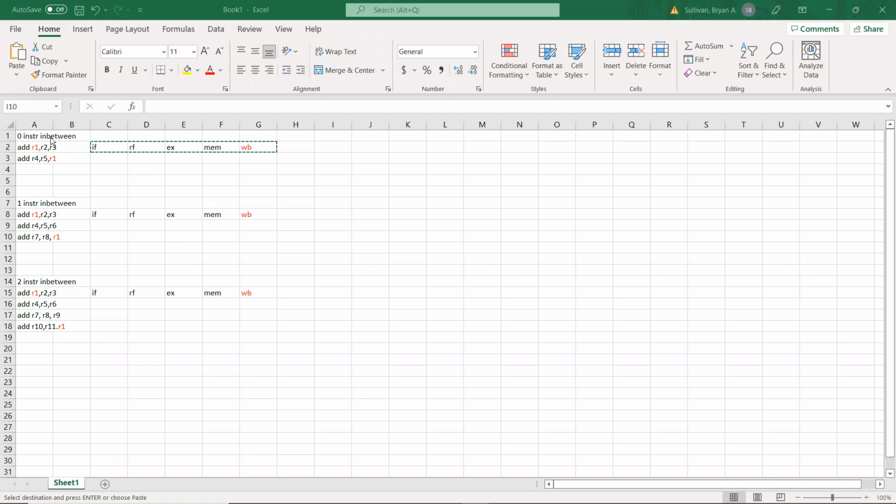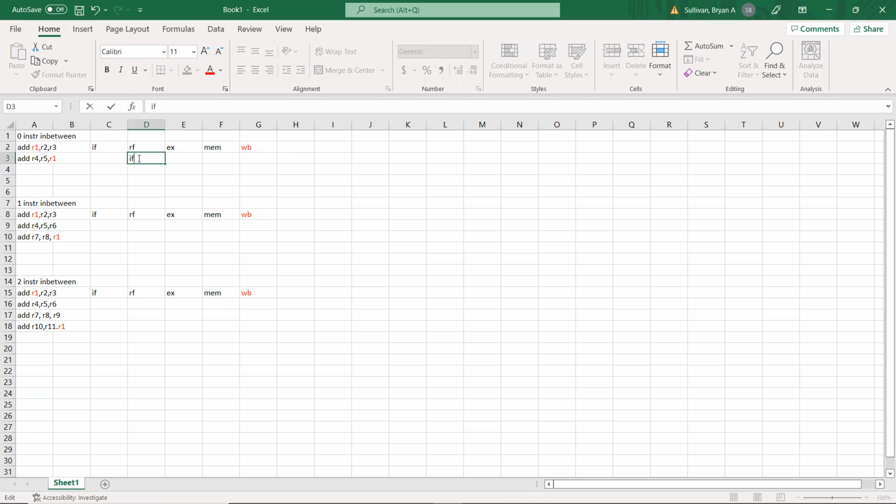Hello, and I will be explaining pipeline freezing with 0 instructions in between, 1 instruction in between, and 2 instructions in between. So for 0 instructions, the conflict is R1 going into R1 to the next add. So we need R1 to be written back before we can use it in this equation.